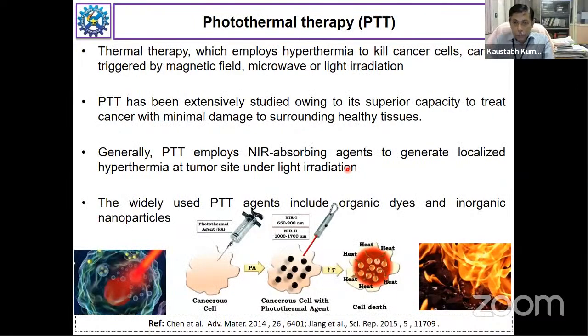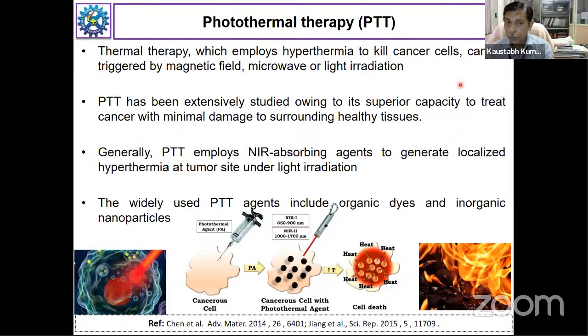So coming to another kind of therapy, which has also now evolved, it is called phototherapy. Phototherapy is a kind of therapy where we can illuminate light, and that light can generate heat, and that heat can kill the cancer cells. This is a very simple way I'm just going to tell. Either we can generate the heat through light, or we can generate heat through a magnetic field.